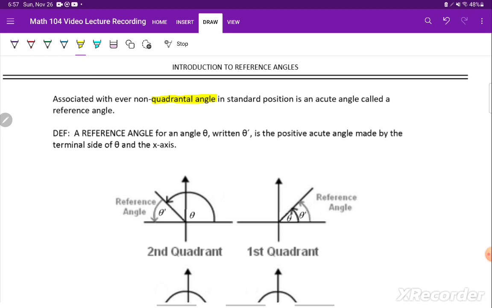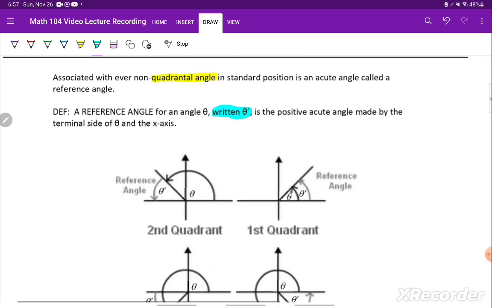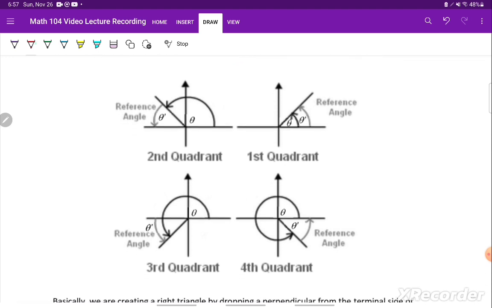have a reference angle. A reference angle for some angle theta, which is sometimes written theta prime. Honestly, I don't ever use that notation. This is the positive acute angle made by the terminal side of theta and the x-axis. So basically, wherever your angle is, whichever quadrant you're in, you're going to drop a perpendicular to the x-axis, always the x-axis, creating a right triangle, and then your reference angle is whatever the acute angle is inside that right triangle adjacent to the origin.